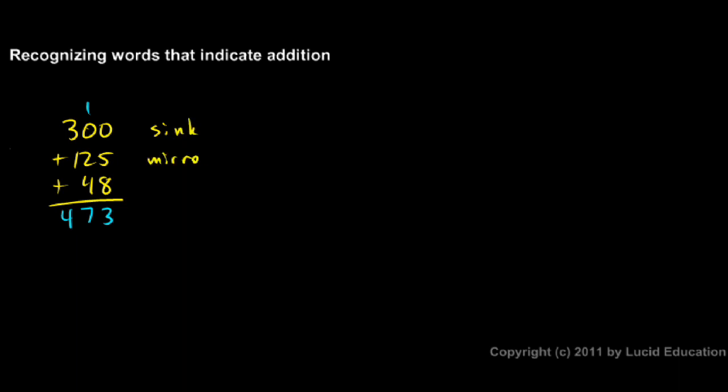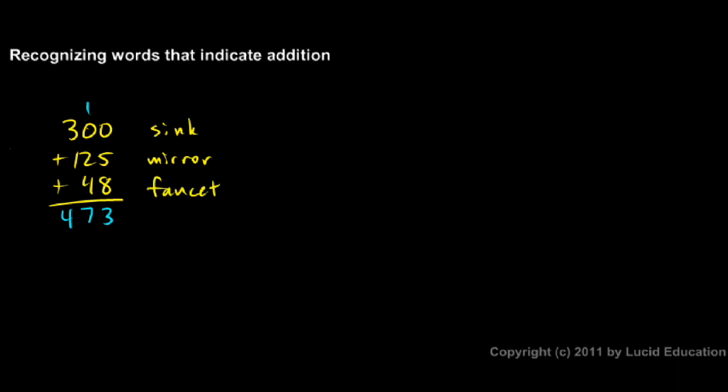So if we wanted to know the total amount, we would write something like 300 plus 125 plus 48, and we could add them up. In this case, we add the 8 and the 5, and that gives us a 13. We carry the 1. 4 and 2 is 6, and 1 is 7, and the 3 and 1 is 4. Cost a total of $473 to buy these three things. That was 300 for the sink, 125 for the mirror, and 48 for the faucet.